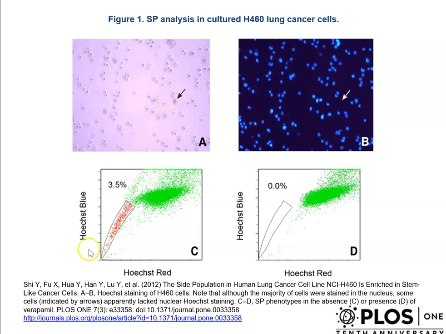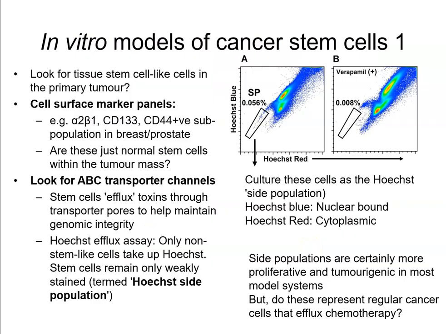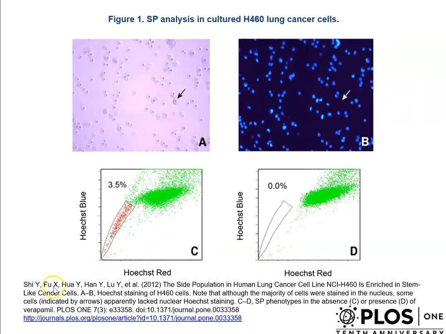And this cell represents one of these here, but then when you treat that with verapamil, all of these cells that are in this population end up in the high Hoechst stain population up here. This is exactly the same experiment or type of experiment as on this slide here. So it's all dealing with the Hoechst side population.